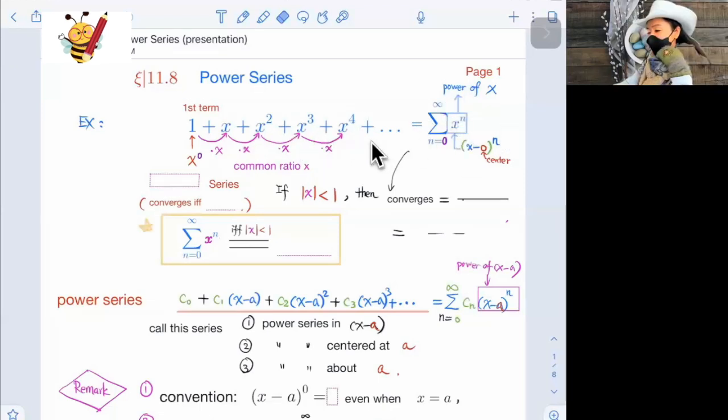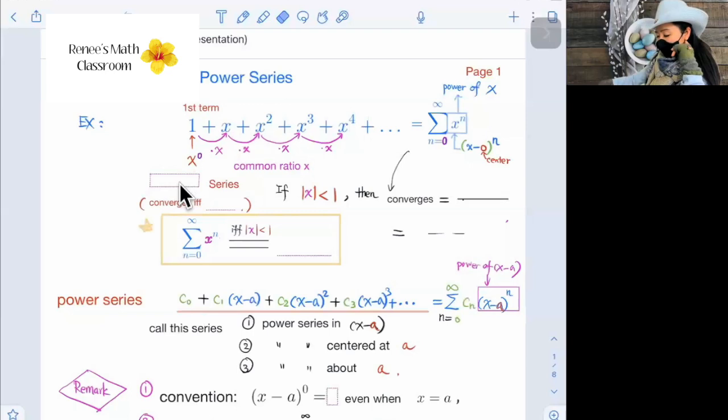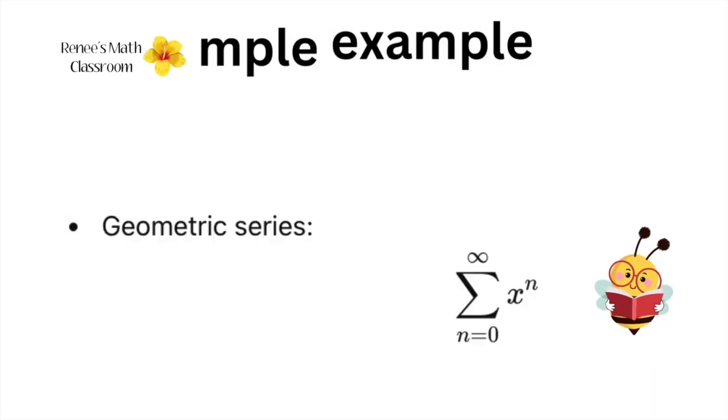Now, this power series is a little bit special. Notice from one term to the next one is always multiplied by x. So, in other words, x here is a common ratio. From one term to the next is x. So, this is what kind of series if you have a common ratio? It's a geometric series. Yes, you got it.